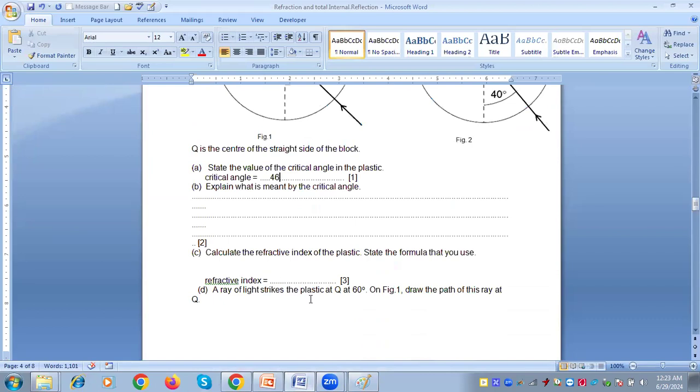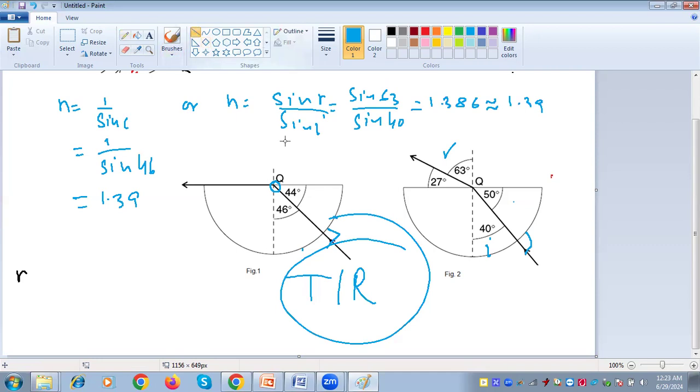Calculate the refractive index. We have calculated. The ray of light strikes the plastic at Q at 60 degrees. This 60 degrees is more than the critical angle. What will happen to the ray of light? It will undergo total internal reflection. So how will this ray of light go? At 60, it is striking, and then it is undergoing total internal reflection. This is the path you will draw. See, the ray is coming along the normal here, so it will go undeviated. So this is the benefit of the semicircular glass block. If you shine light here at an angle greater than the critical angle, you will see the light reflecting at this point.